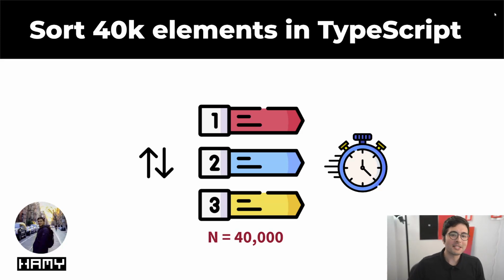In this video, we're going to be talking about how fast we can sort 40,000 elements in a list in TypeScript. Now I'll talk a little bit about why we're doing this in the first place, but I thought this was a kind of fun experiment, and so I thought it was worth sharing the process.